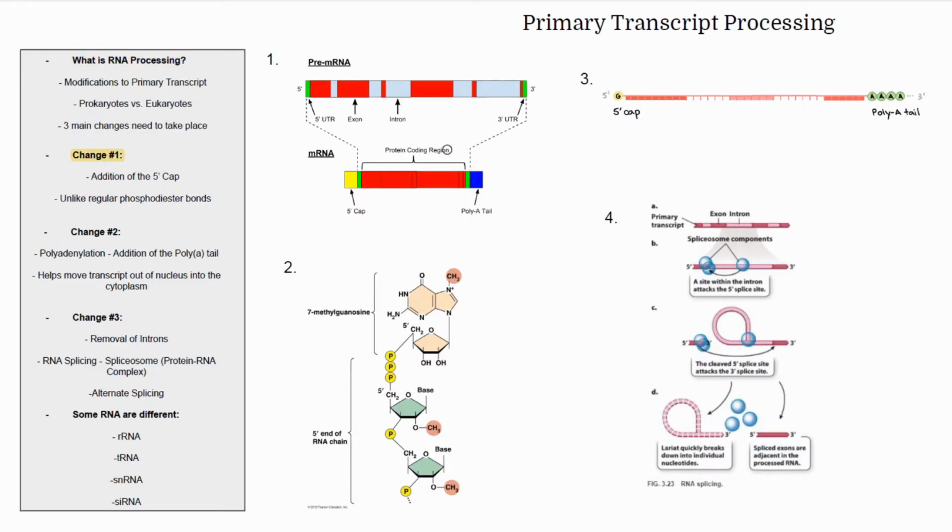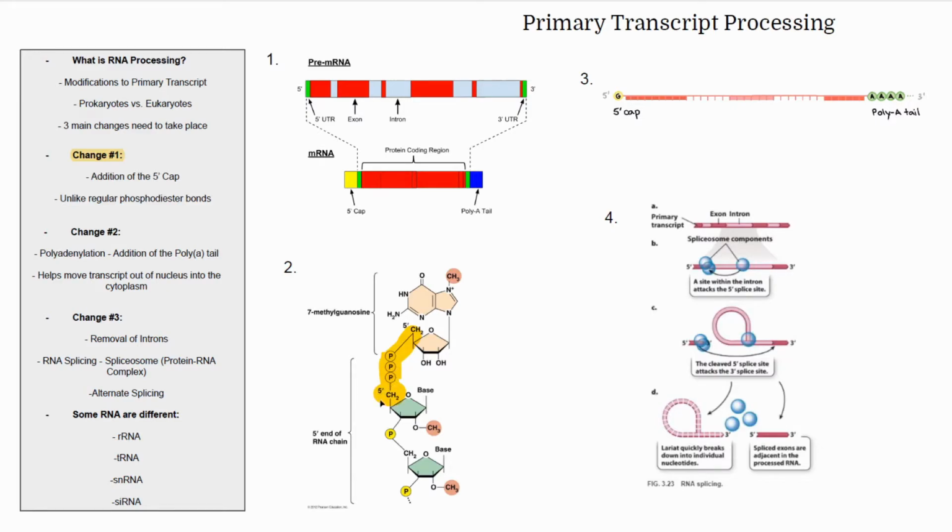One of the first two changes that occur as a part of the primary transcript processing is the addition of the 5' cap. This is the addition of a 7-methylguanosine to the 5' end of the RNA chain. Now if you note here, this is unlike a regular phosphodiester bond, as the 5' carbon of the sugar of the 7-methylguanosine binds to the triphosphate of the 5' end nucleotide's 5' carbon, as you can see right here.